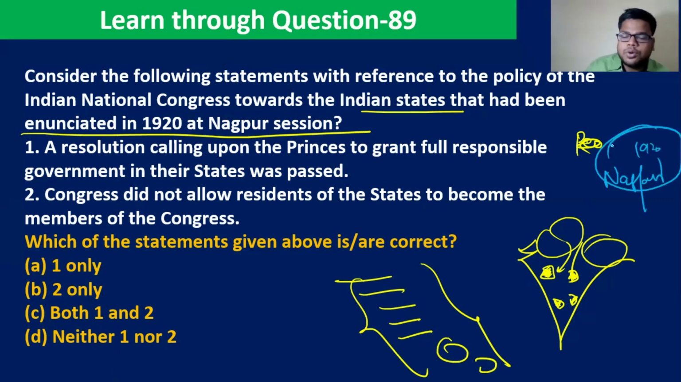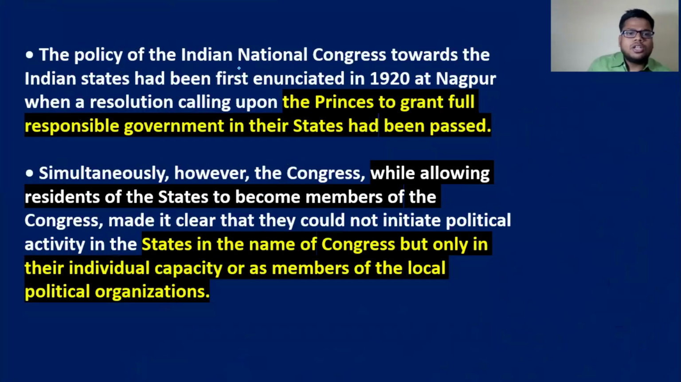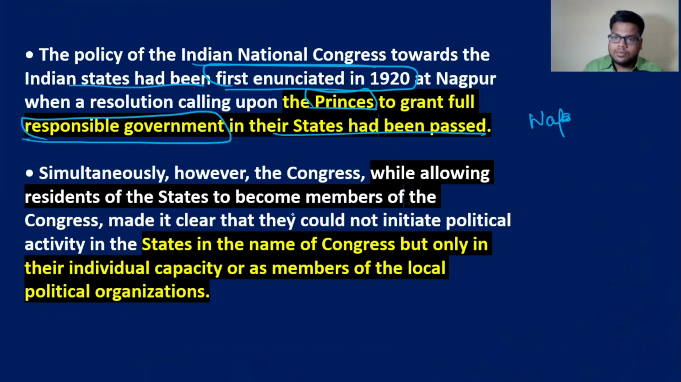Nagpur session in 1920. So what was being discussed in the Nagpur session? The policy of the Indian National Congress toward the Indian states was first enunciated in the Nagpur session. In the Nagpur session, they said that the princes of these princely states must grant full responsible government to the states. First thing.